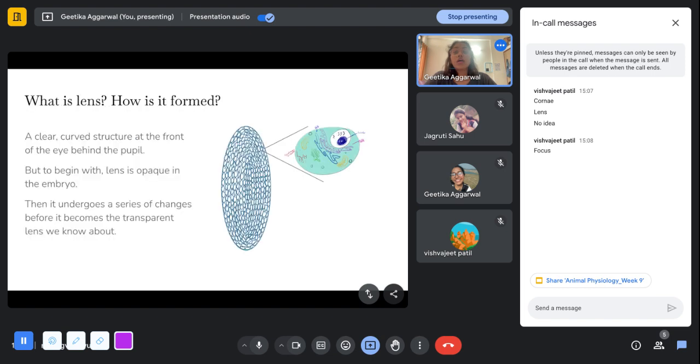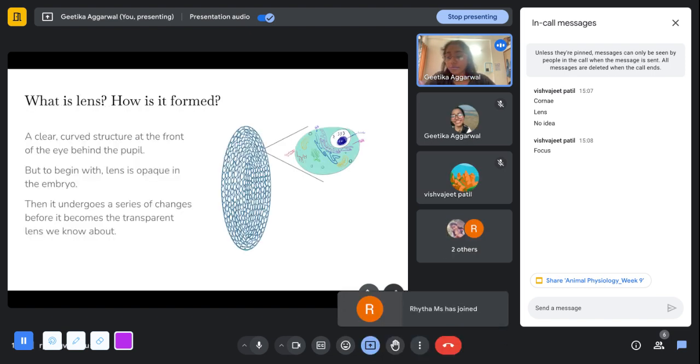Okay, so moving on to what is lens and how is the lens formed. To know what a lens is, it looks something like this.